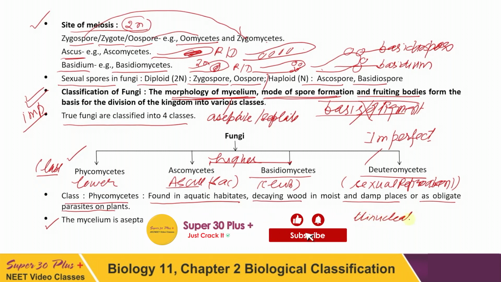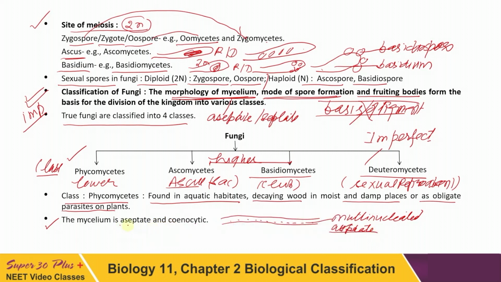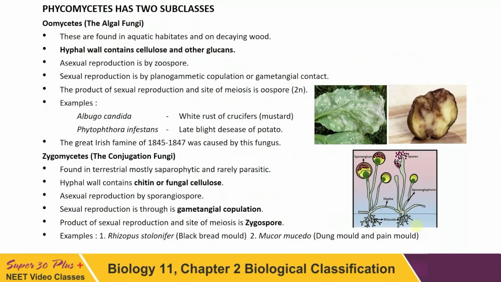So this one is multinucleated, and this one is aseptate mycelium. Coenocytic means multinucleate in case of Phycomycetes. I told you, in case of Ascomycetes and Basidiomycetes, the mycelium is septate. Now see, Phycomycetes, the lower group of fungi, has two subclasses. One is Oomycetes, known as algal fungi. The other is known as Zygomycetes, that is conjugation fungi.